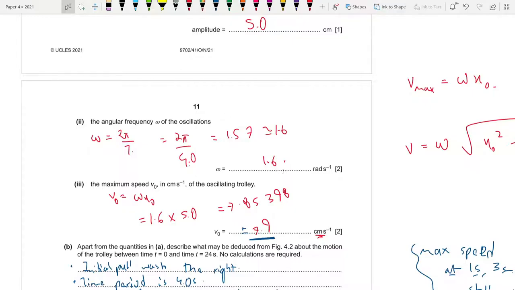Okay, so it's 1.6 to 2 SF. Moving on to the next one. What do we have? The maximum speed.